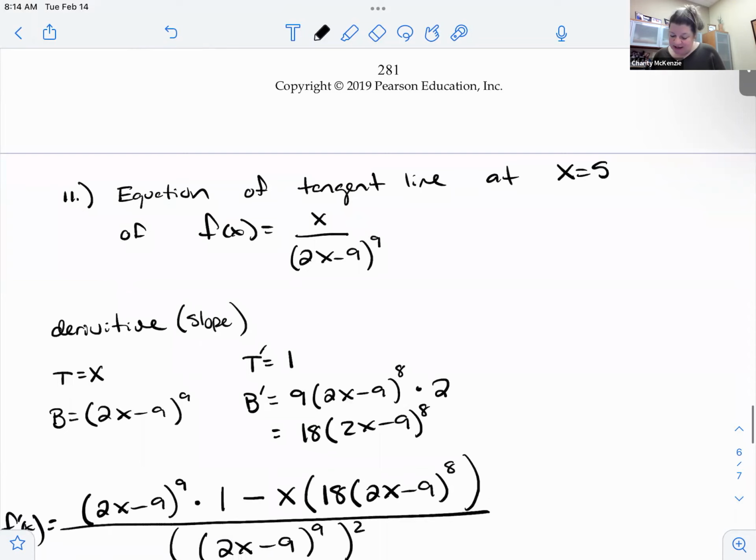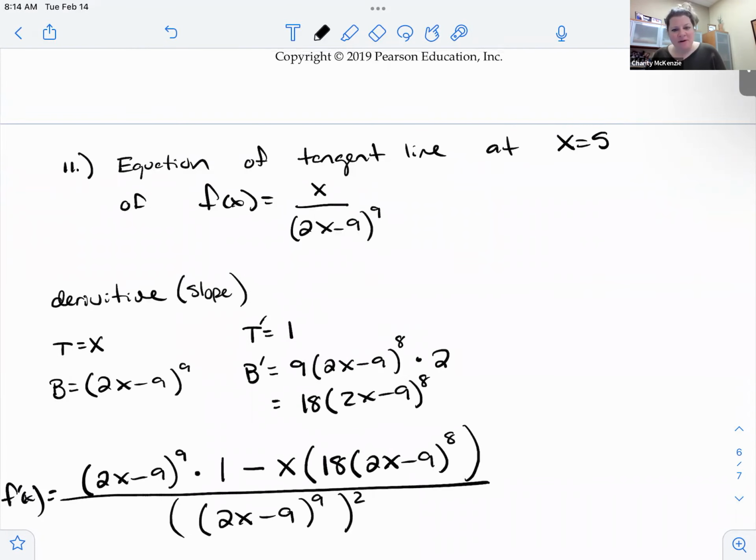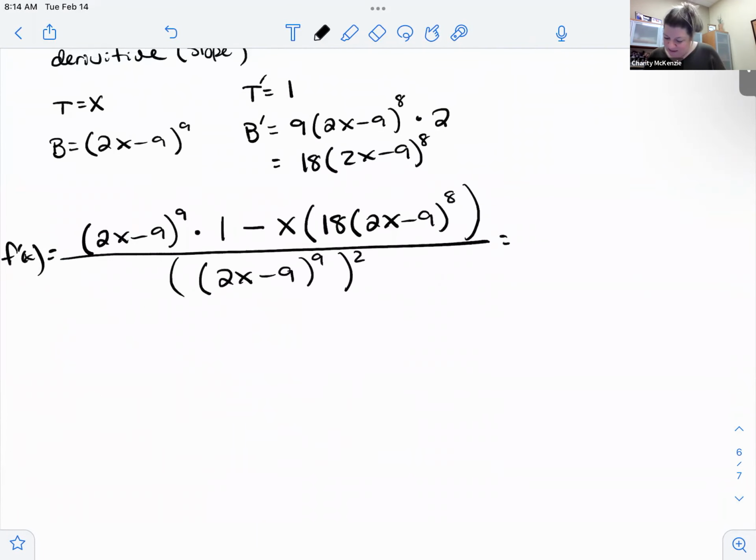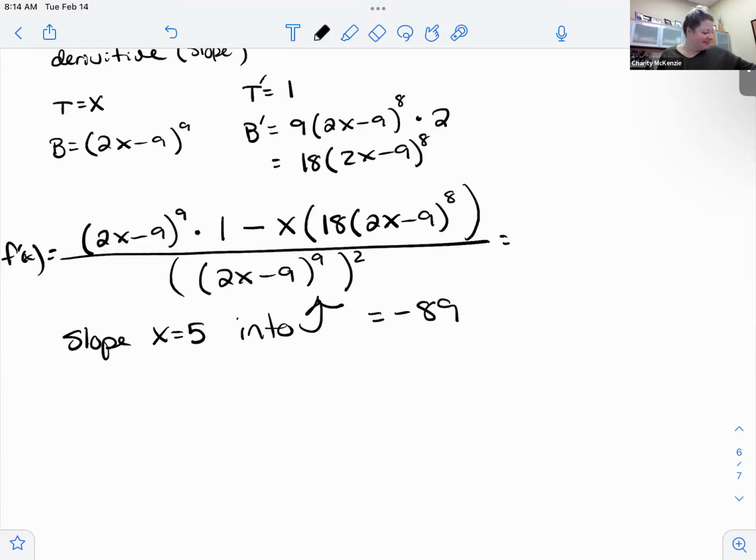Because we're doing a tangent line, to get the slope, our x is 5. So we have to put 5 in here. I don't want to write that out. So put in 5. Let's write that for slope. x equals 5 into this. And I got negative 89. I totally cheated because I have the answer right here. I don't even have a calculator close. Yeah, that's going to take a minute.